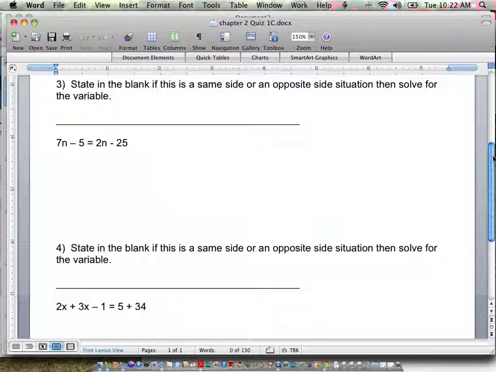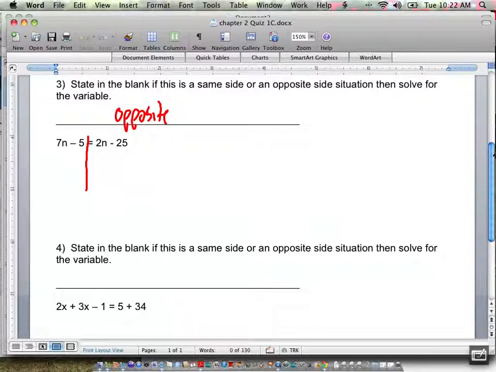Then, can you do the right strategy based on what it is that they're showing you? So, we take a look at this. First off, here's my wall down the middle. Is this the same side or an opposite side situation? Opposite. So I think everybody wrote opposite on the blank. That looked good.